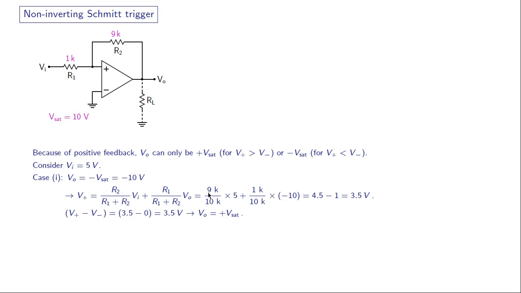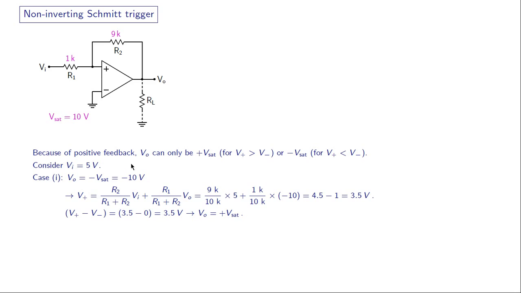R2 is 9K, R1 plus R2 is 10K. So 9K by 10K times Vi, which is 5 volts, plus R1 1K, R1 plus R2 10K times VO. VO we have assumed to be minus 10 volts, minus 10. So that turns out to be 3.5 volts. So V plus minus V minus is 3.5 minus 0. So obviously V plus is greater than V minus, and therefore VO must be plus Vsat.